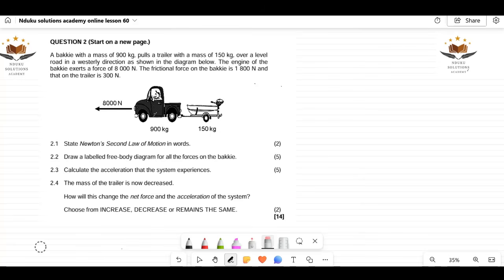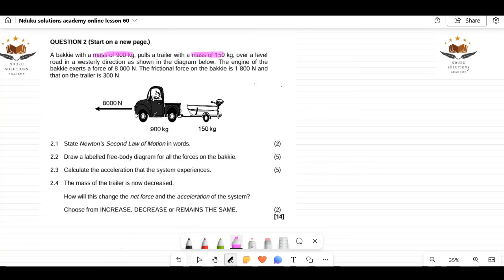You can also highlight the information that you have, and if you forgot the information, please do read the statement again, so that you can actually remember. Then highlight what is very important. We have a mass, so here we have a mass of 900 kg. It's pulling a mass of 150 kg. This is another mass. So this one is for the trailer, this one is for the buggy.